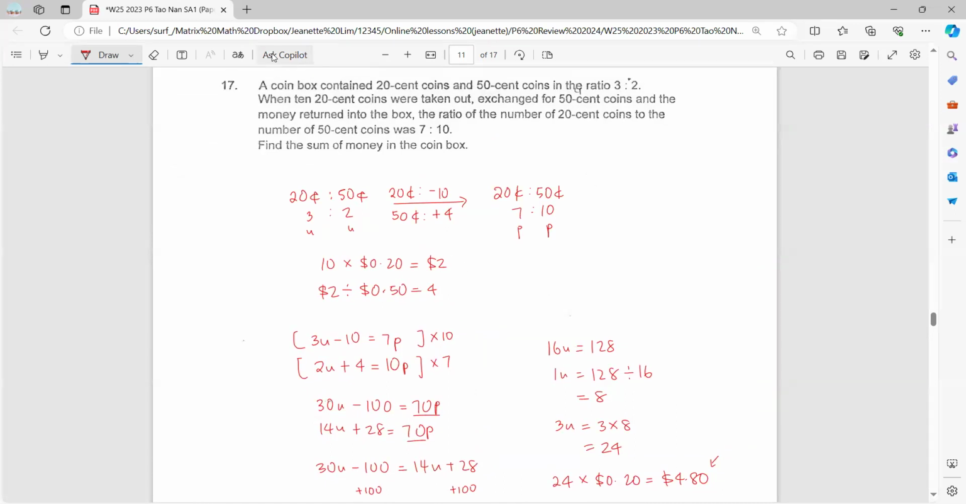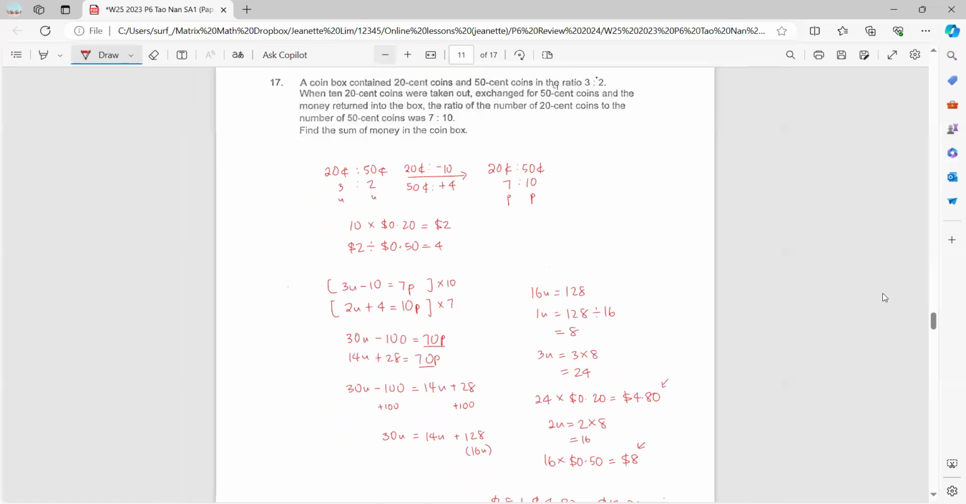Okay, so with that, this is the end of P6 tahunan. This is for SA1 or the time practice paper 2.